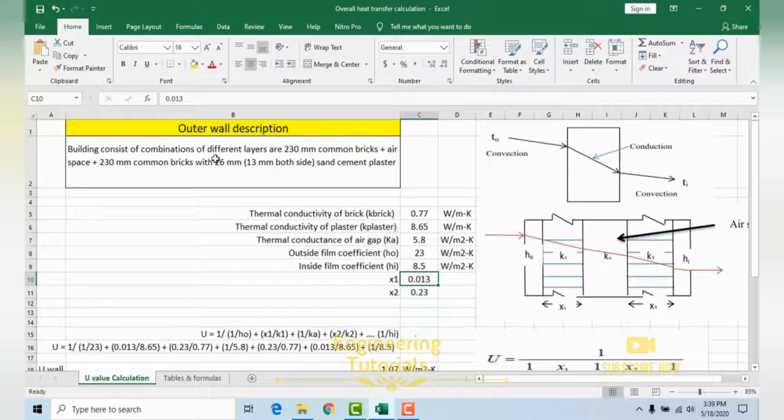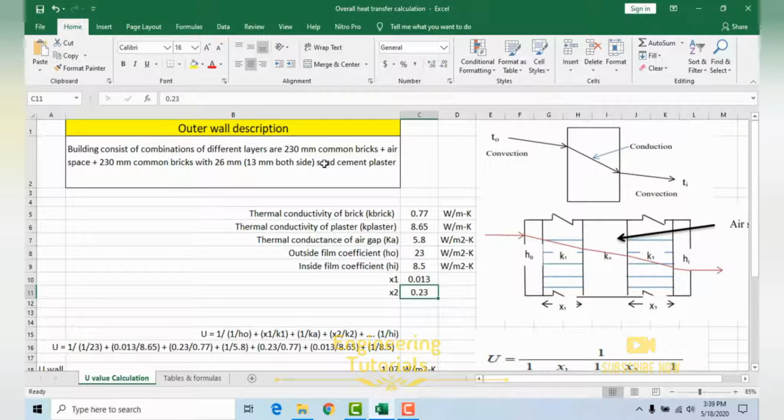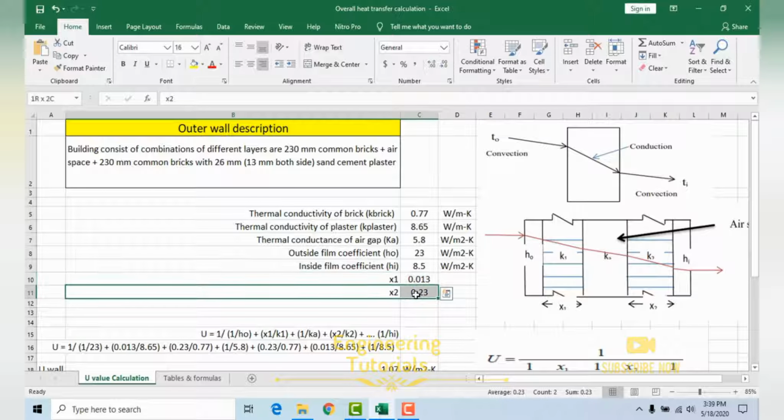So in order to convert this into meter, you need to divide by 1000, you will get 0.013. x2 is basically the thickness of this brick, that is 230 mm. In order to convert this into meter, you need to divide by 1000, so you will get 0.23. So these are the thicknesses: x1 is the thickness of plaster, x2 is the thickness of the brick.